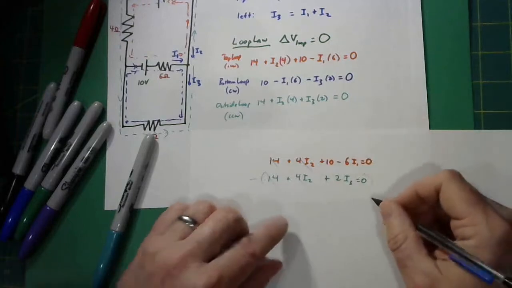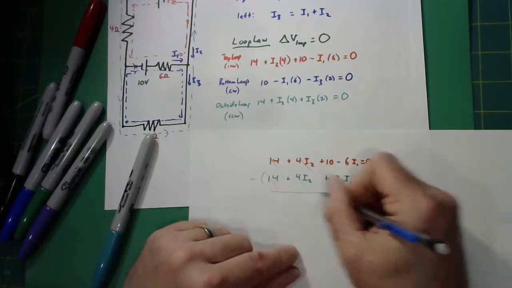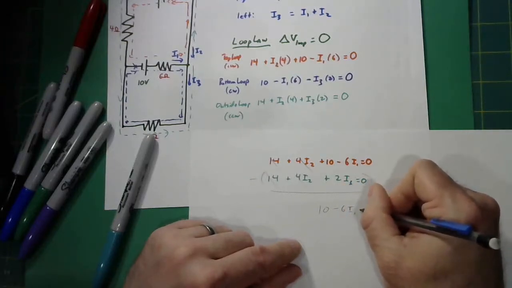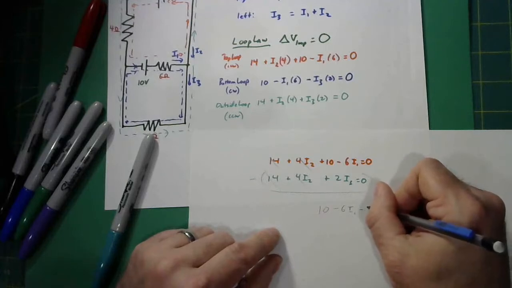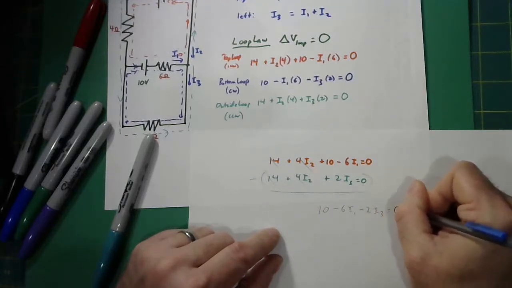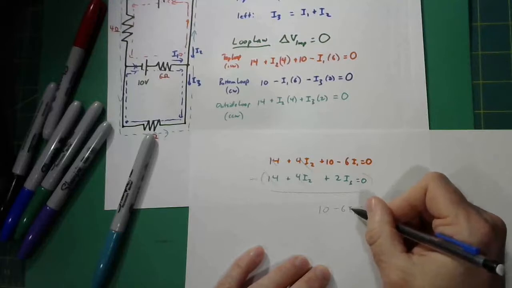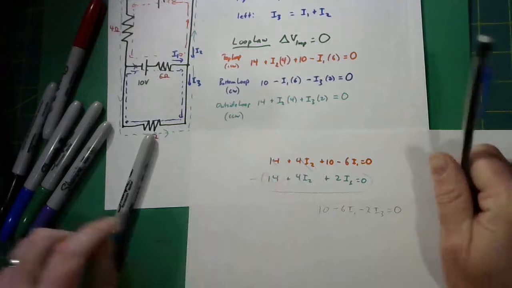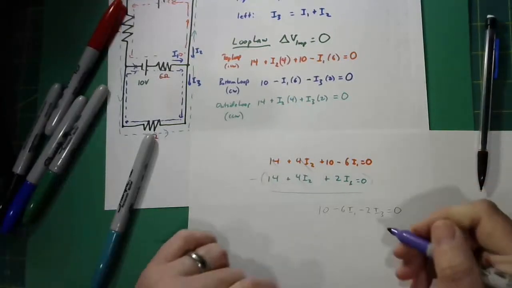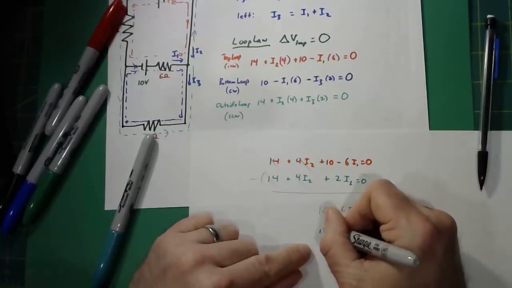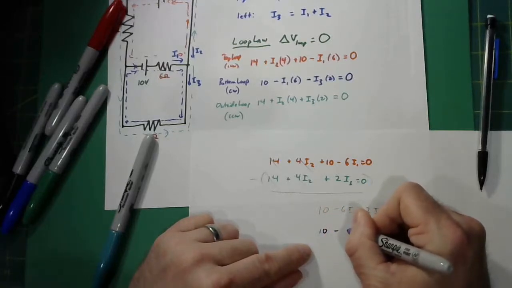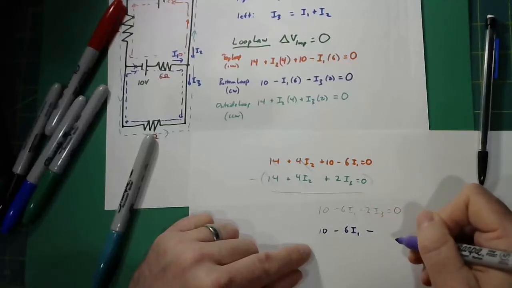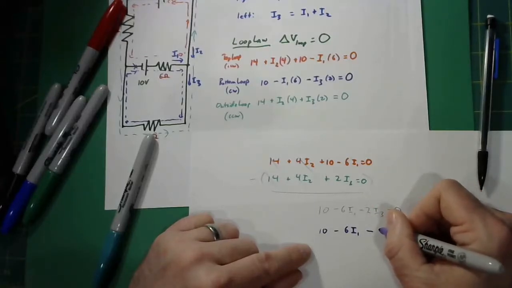I'd end up with 10 minus 6i1 minus 2i3 equals 0, because I'm subtracting. So I eliminated one variable, I2, and now I go to this bottom loop equation. That'd be 10 minus 6i1 minus 2i3.